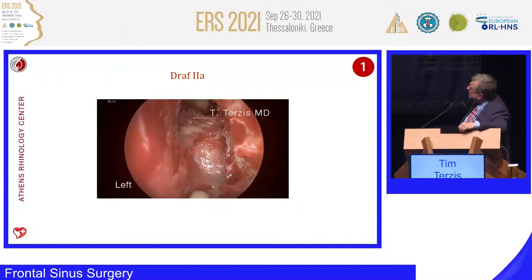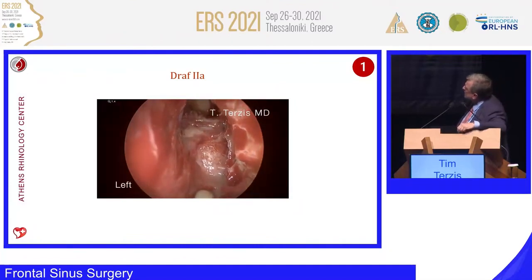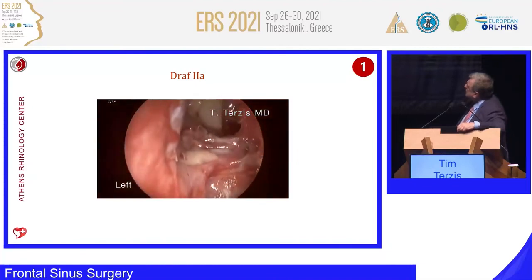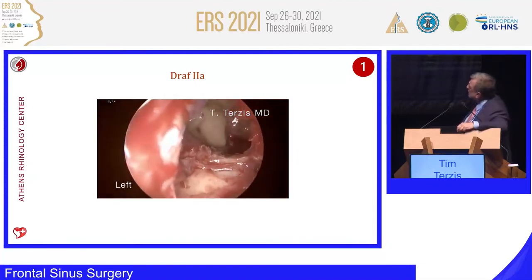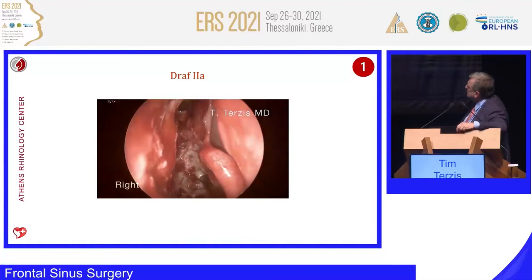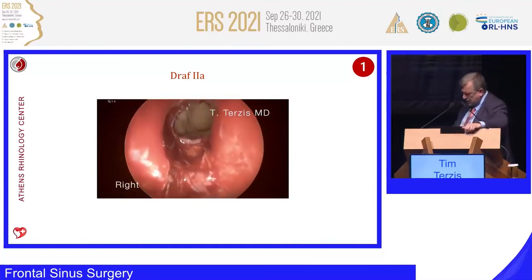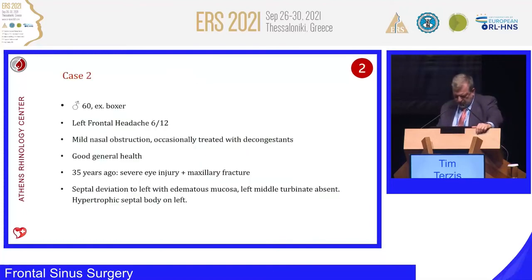we did a Draf 2A. This is the left side, the end of the operation, obviously. This is the left side, and you see wide opening into the frontal sinus. And this is the right side. Also, you can see a wide opening into the sinus. So we move to the second case.